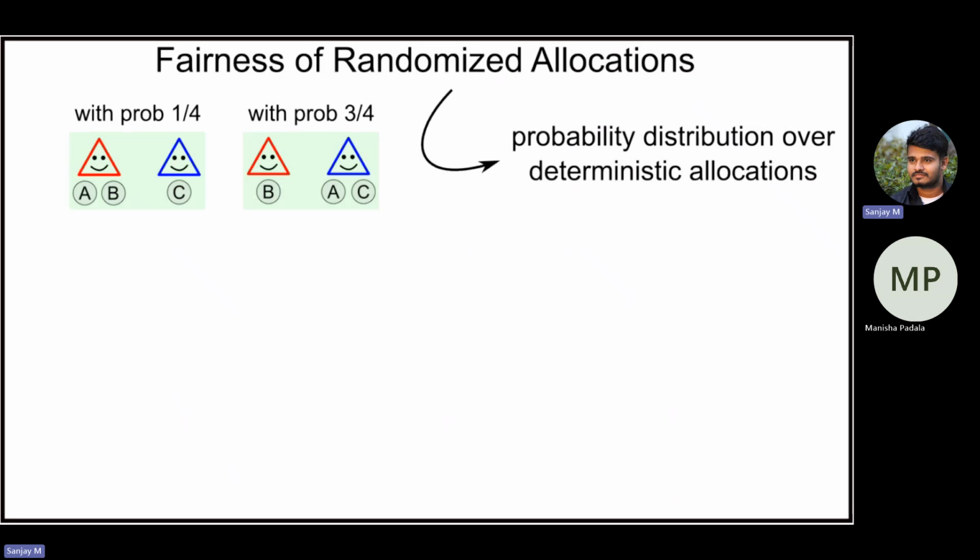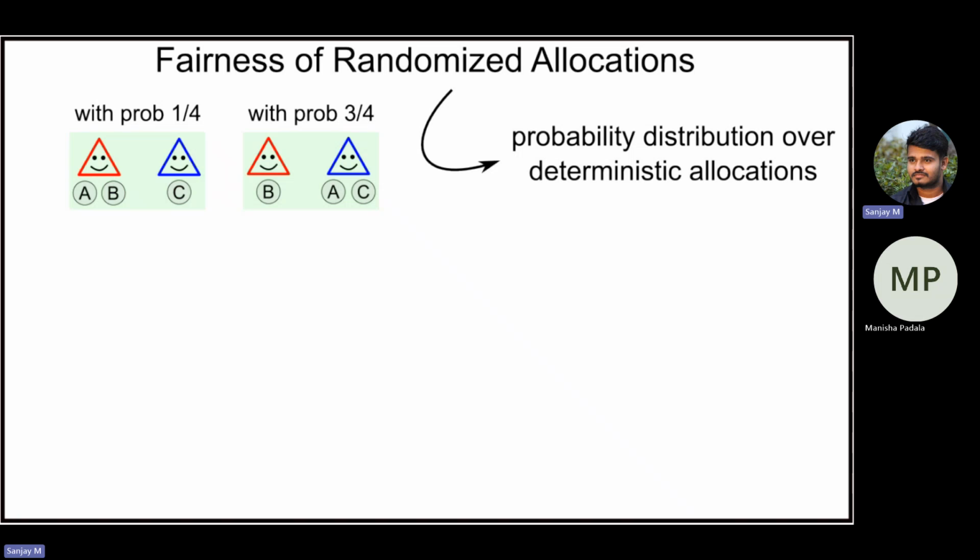By a randomized allocation, I mean an object of this form, which is just a distribution over deterministic allocations. For example, suppose with probability 0.25, I select this allocation, and with probability 0.75, I select that allocation. This is an example of a randomized allocation. Or the uniform allocation that we saw in the last example. That's also a randomized allocation.